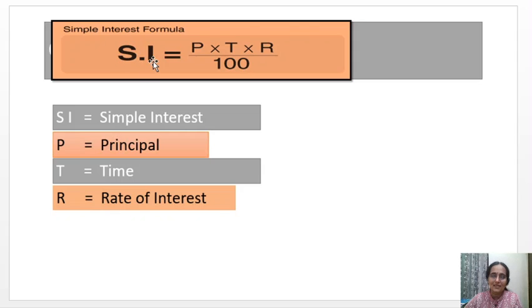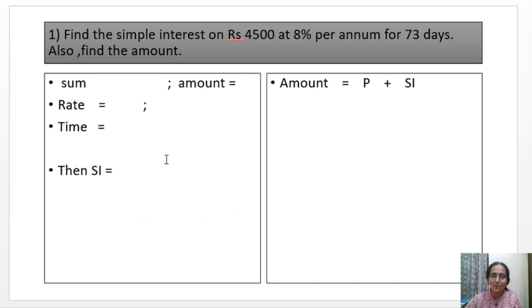Let me repeat the formula. Simple interest is calculated using the formula P into T into R divided by 100. P is the principal amount, T is time and R is the rate of interest. Now you know the formula. Directly we will solve the sum now.